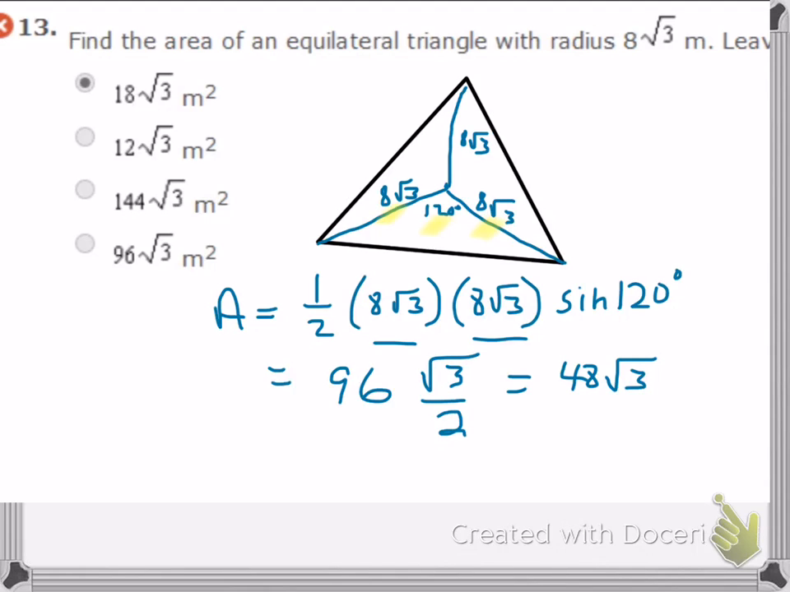Now, if you peruse your answers over here, you'll see that 48 times the square root of 3 is not an answer choice. What you have to remember is what we have found at this point is the area of this triangle, right? And we need to multiply that times 3 to get the final answer. 3 times 48 is 144, and our correct answer is going to be 144 times the square root of 3.